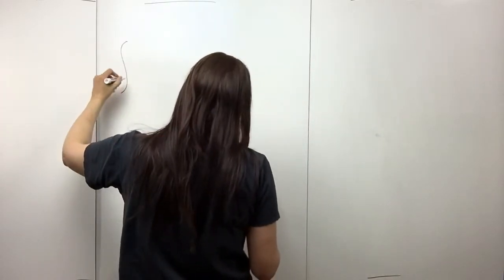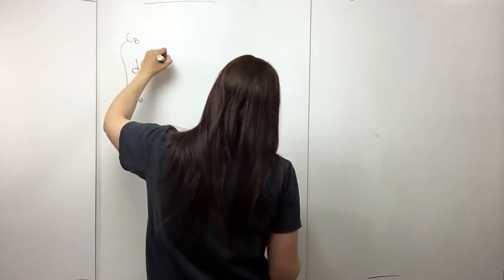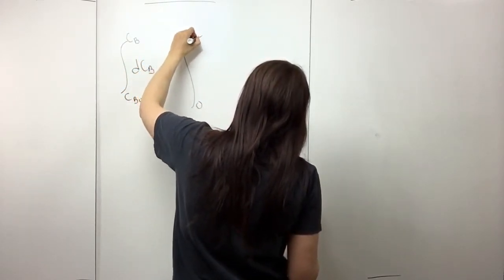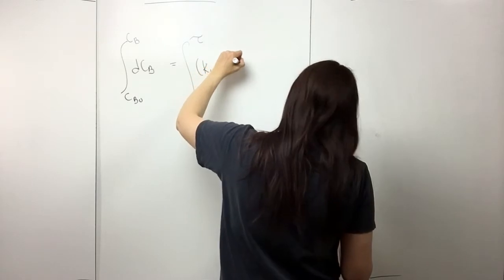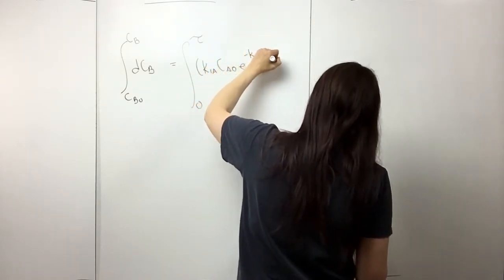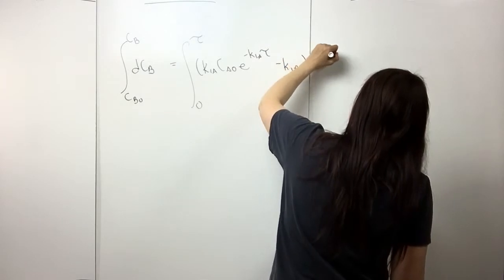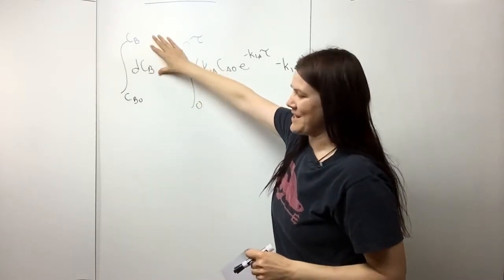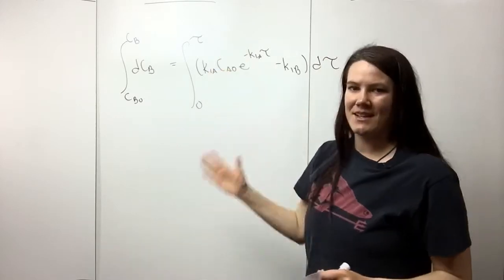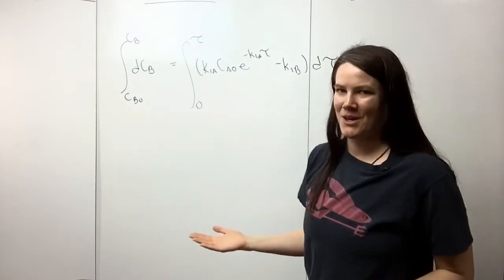So where I want to start is this dCB, with CB naught to CB, and this is equal to the integral from 0 to tau of K1A CA naught e^(-K1A tau) minus K1B d tau. And so this is another case where the upper limit is the same as your integrating variable. You'll never see people do this in the math department, but if you're not in the math department, this is how everybody does it.